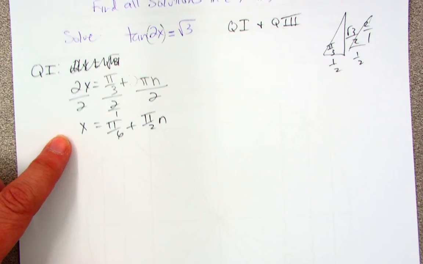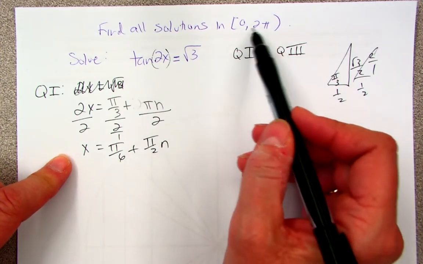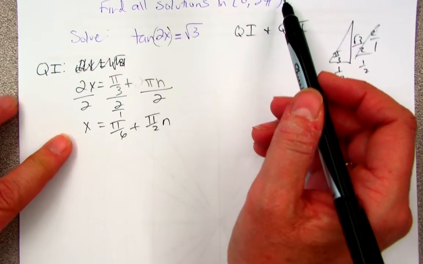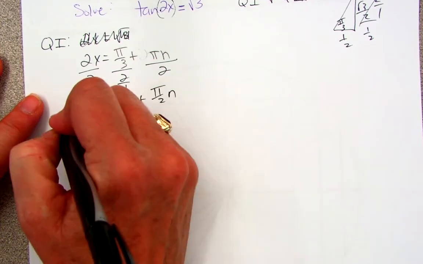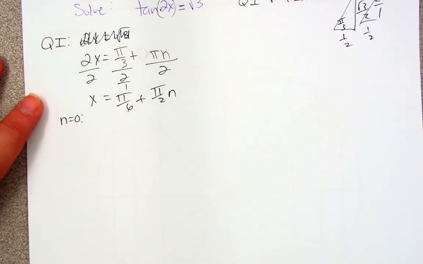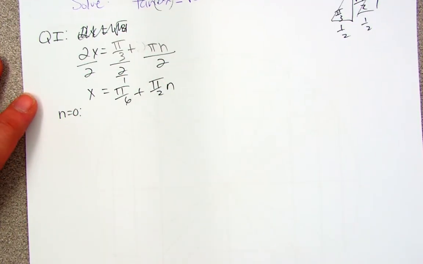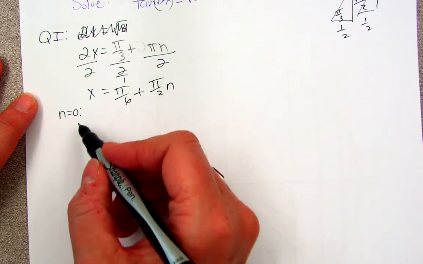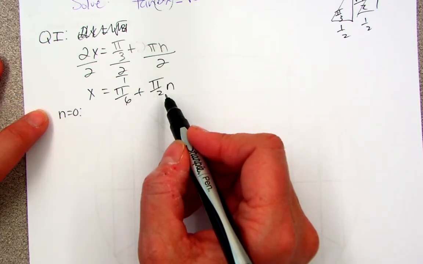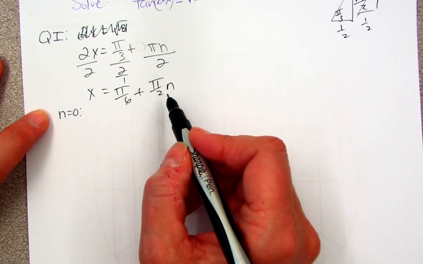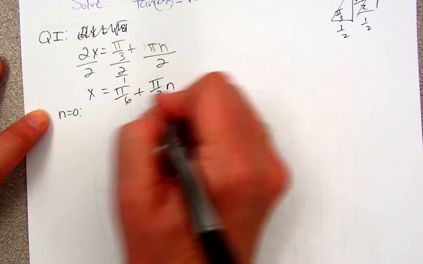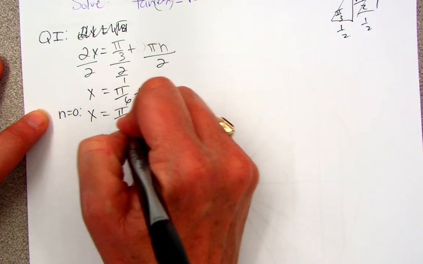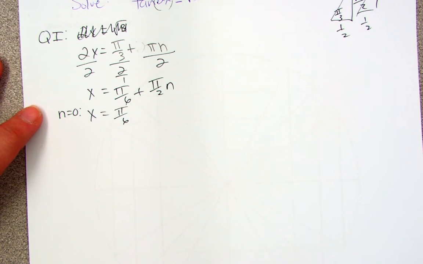So now I'm supposed to be finding all of my solutions from 0 to 2 pi. I have to actually list them out this time. I'm going to let n equal 0 first. Because if I started with a negative number, wouldn't this answer be negative? And that's not within my range. So I'm going to start with 0. That means this goes to 0. My first solution is pi over 6.